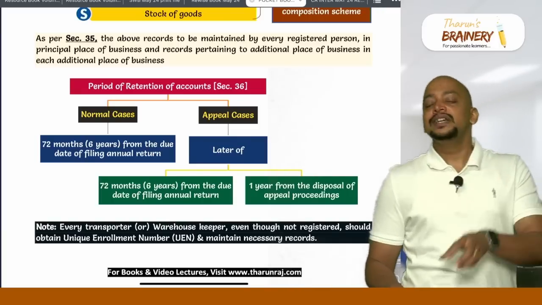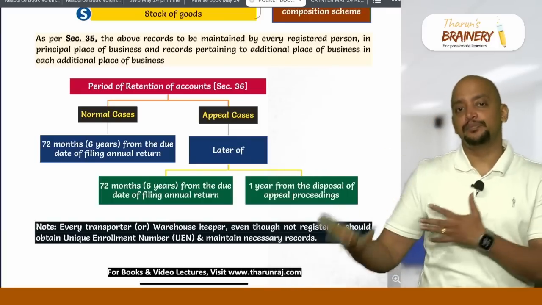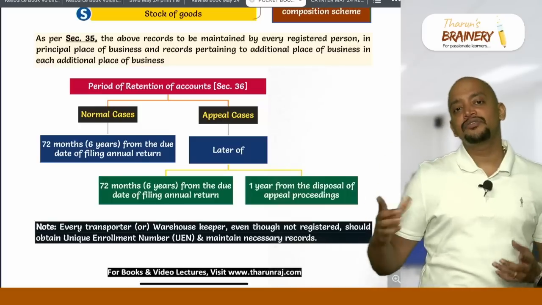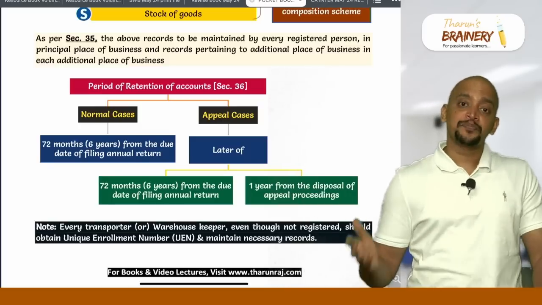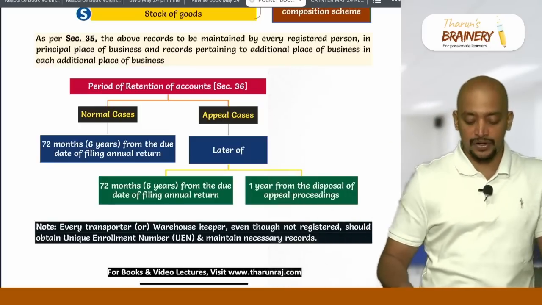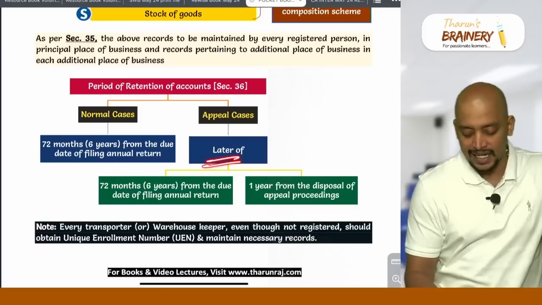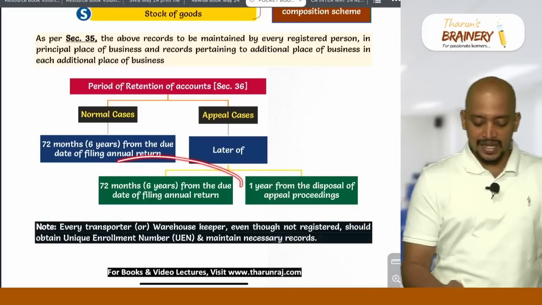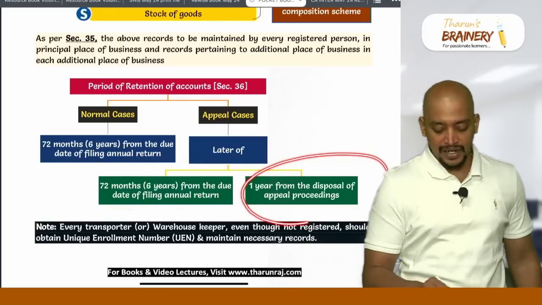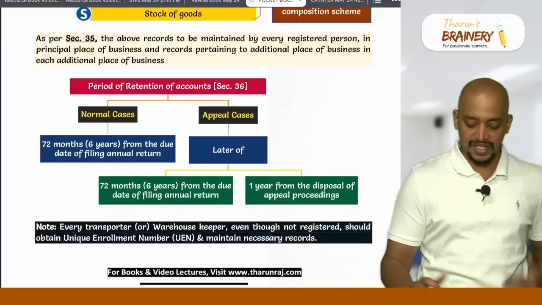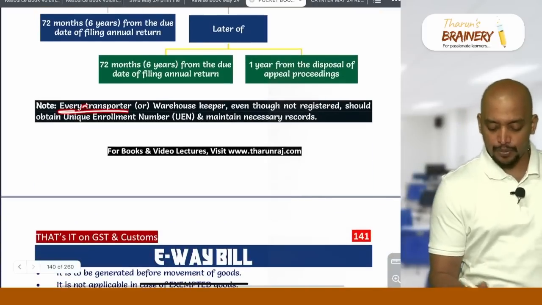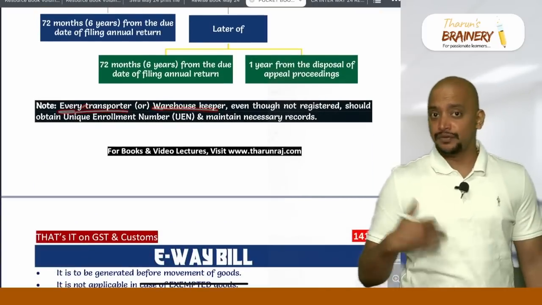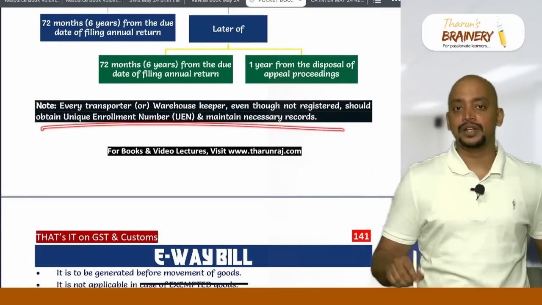22-23. Suppose in that particular financial year we went for an appeal, then in that case 1 year from the outcome of the appeal or 6 years from the due date of furnishing annual return, whichever is later, not whichever is earlier, whichever is later. So 72 months from the due date of filing annual return or 1 year from the disposal of appeal proceedings, whichever is later. And every transporter or warehouse keeper, even though not registered, should obtain a unique enrollment number.